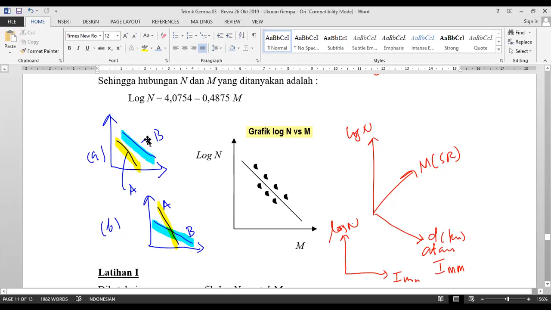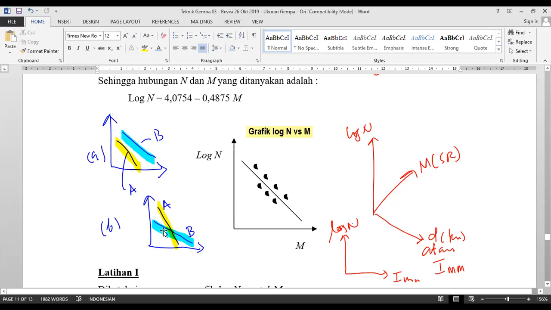For energy release, of course, the greater is B, because this is the area of the energy release. So the blue one is greater than the yellow one. A and B may have similar energy, but there is a difference in the strength of the tectonic plate. So this is similar energy but different characteristics.